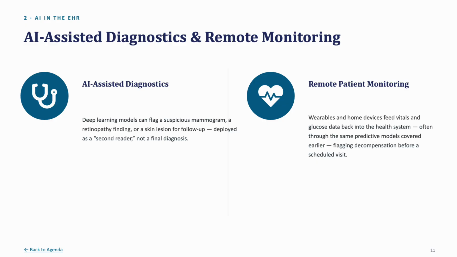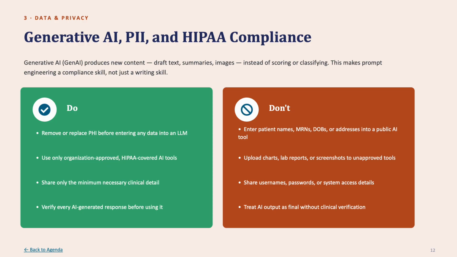AI-assisted diagnostics use deep learning to flag things like a suspicious mammogram or a skin lesion for follow-up, always as a second reader, not a final diagnosis. Remote patient monitoring extends this outside the hospital. Wearables and home devices feed vitals and glucose data back into the system, often running through the same kind of predictive models to catch a patient trending toward decompensation before their next visit.